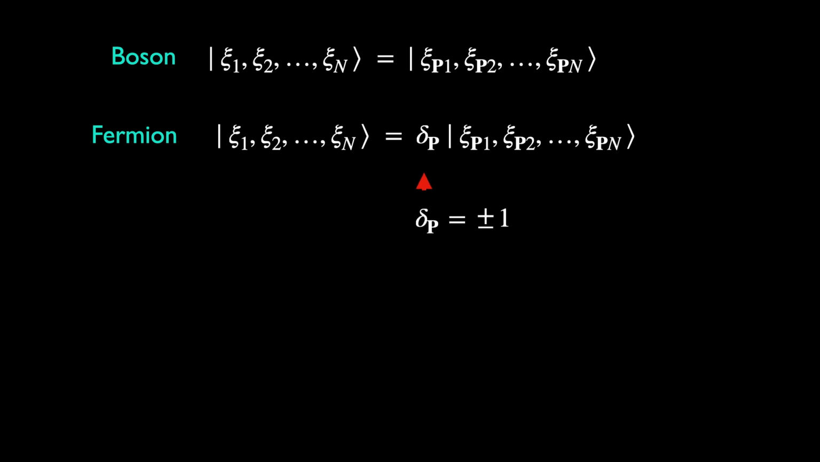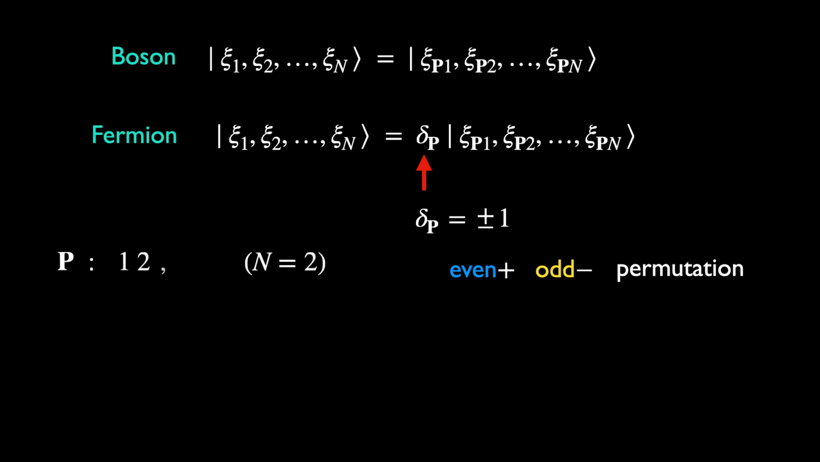This is calculated by assigning each transposition of the permutation with a minus sign. So an even permutation, which contains an even number of exchanges, has a plus sign, while an odd permutation a negative sign. Let's see some examples. N equals 2 and 3.